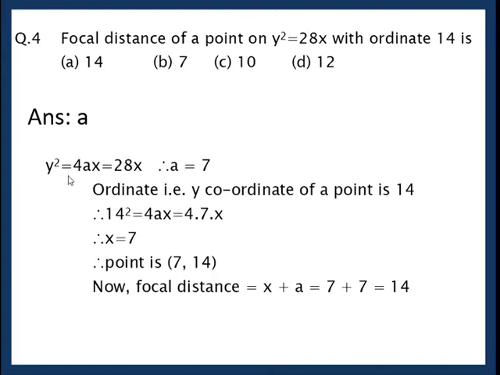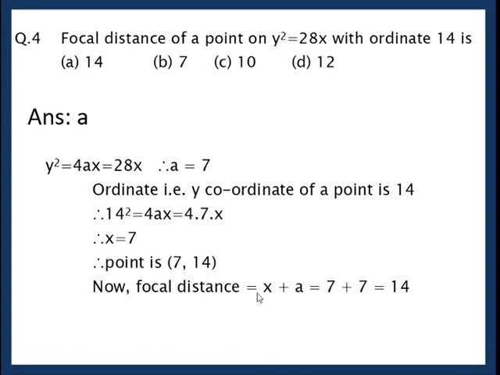Okay. So y square equal to 28x, that gives me a equal to 7. Ordinate, that is y coordinate, is 14. So put the value in the equation of parabola because point lies on the parabola to get x equal to 7. So this is the point. Now you should know that focal distance is always x plus a, that is 14. So the correct option is A.